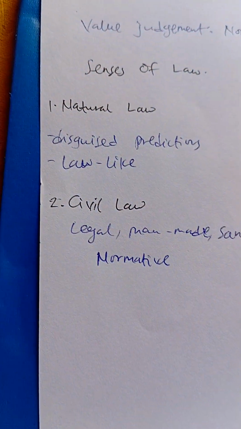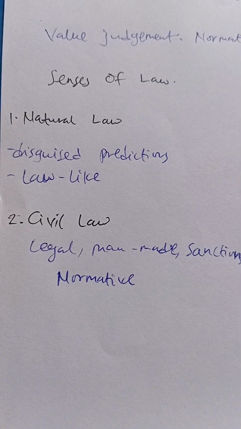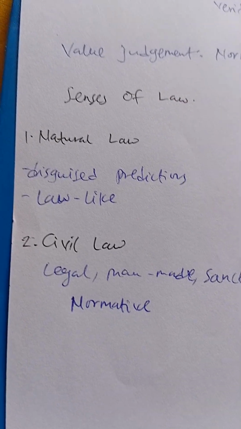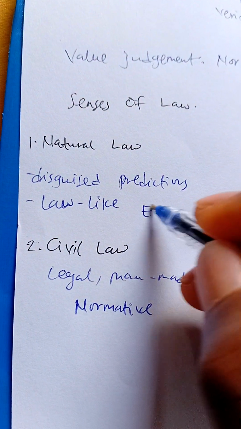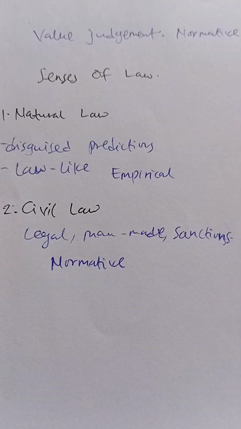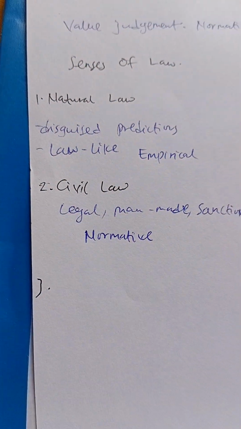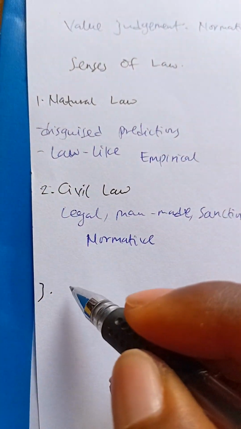What about natural law? Natural law is talking about what is there through experience. So this is empirical. So we are segregating them as we go. Then the third one, we have customary law.